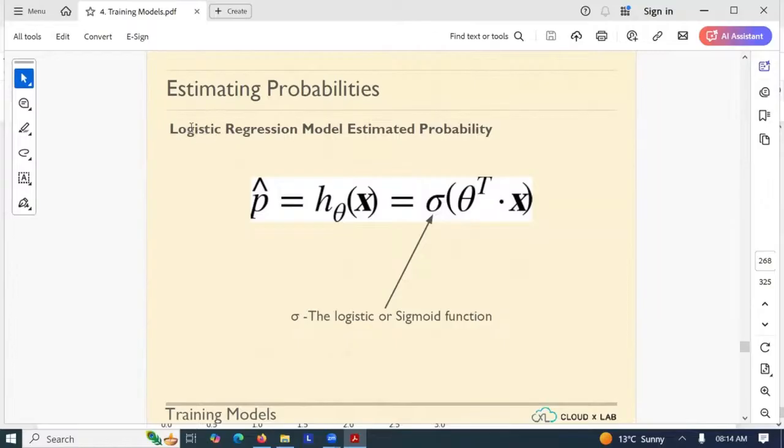In logistic regression we have the regression term, but it's not a regression problem. It's a classification problem, binary classification problem. Yes. So we will calculate the probability here. Probability p hat is equal to sigma of theta transpose x, right?